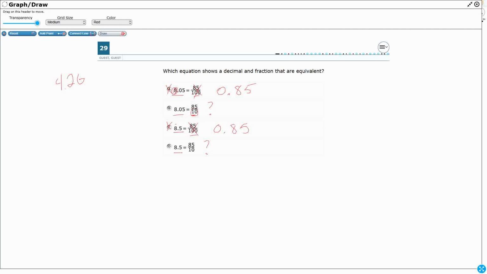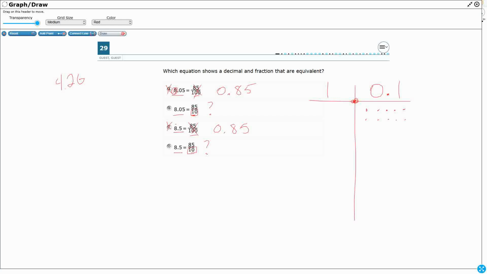Well, both of these, look at this 85 tenths. So let's just build 85 tenths. What I'm going to do is write a place value chart here. So there's my tenths place, right? And there's my ones place. So I'm just going to draw 85 tenths. Now that's 10 tenths.